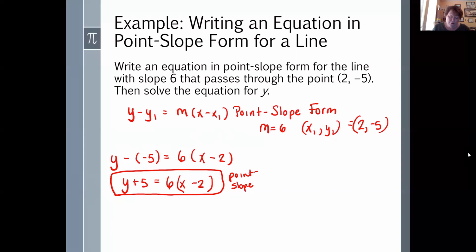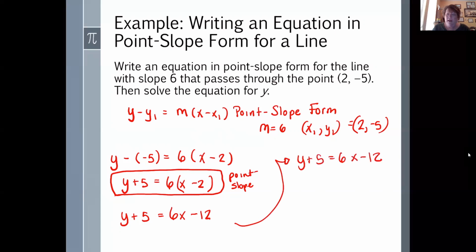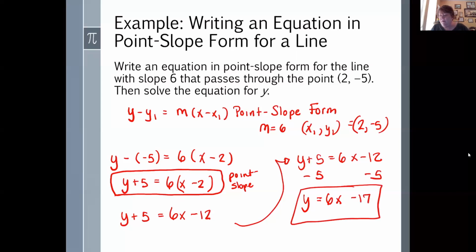All right, so we're going to first remove the parentheses using the distributive law. So we're going to distribute the 6 across the x. 6 times x is 6x. Then we're going to distribute the 6 across the negative 2. 6 times negative 2 is negative 12. All right, so we have y plus 5 equals 6x minus 12. Then I'm going to move the 5 to the right-hand side of the equation by subtracting it from both sides. Negative 12 minus 5 is negative 17. So there is the equation solved for y.